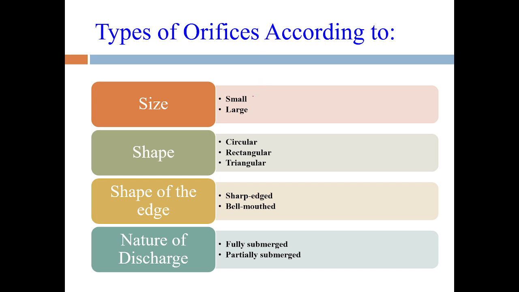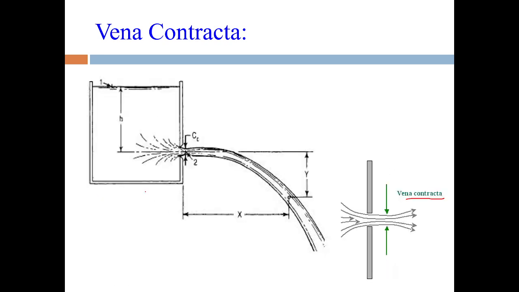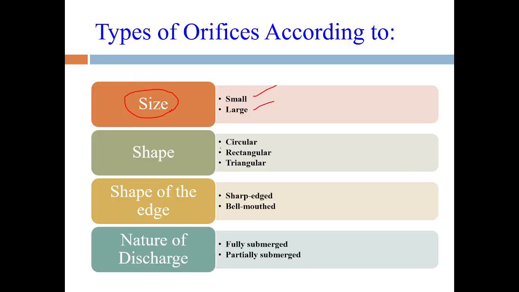This is small and large, depending upon the size. Similarly, shape: circular shape, rectangular shape, triangular shape, and shape of the edge, sharp edged or bell mouthed edge. So this is the edge, these are the edges of the orifice. Nature of discharge is fully submerged or partially submerged conditions. So we are not going into the detail of the types of orifices.